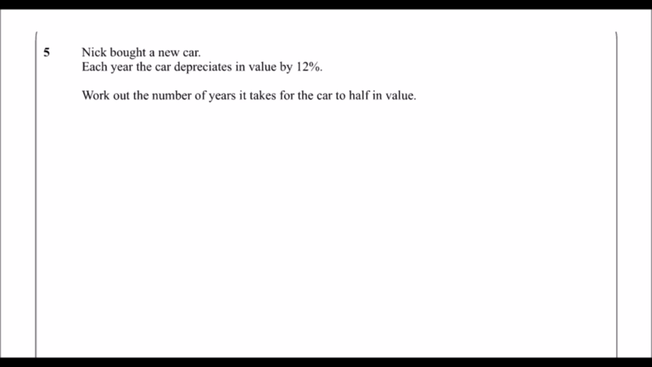So if it goes down by 12% each year, so we start with 100%, it goes down by 12% a year, which means after each year, the car's worth 88% of what it was worth in the previous year. So let's say we're starting with 100%, and each year we're going to multiply it by 88% as a decimal, 0.88. So the question is, how many times do we have to multiply 100 by 0.88? So how many 0.88s until we get below 50%, until the answer gets below 50?